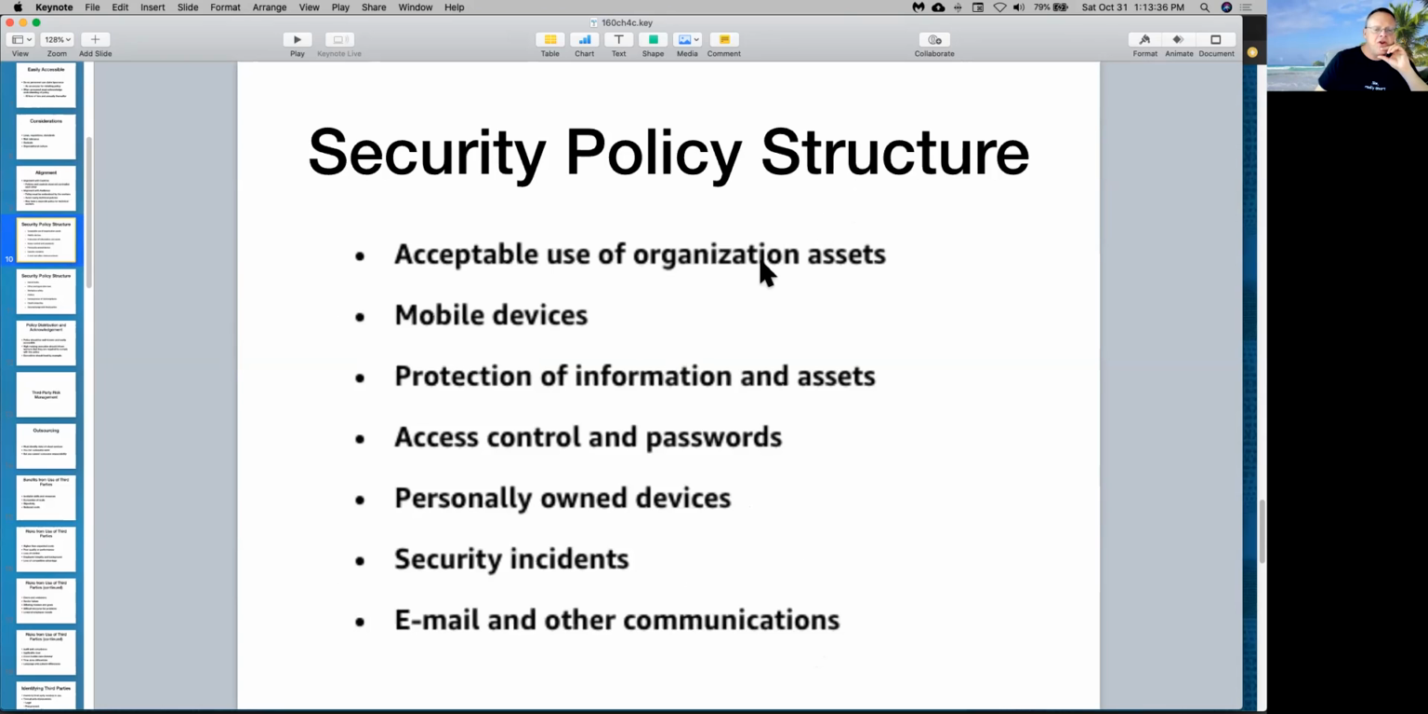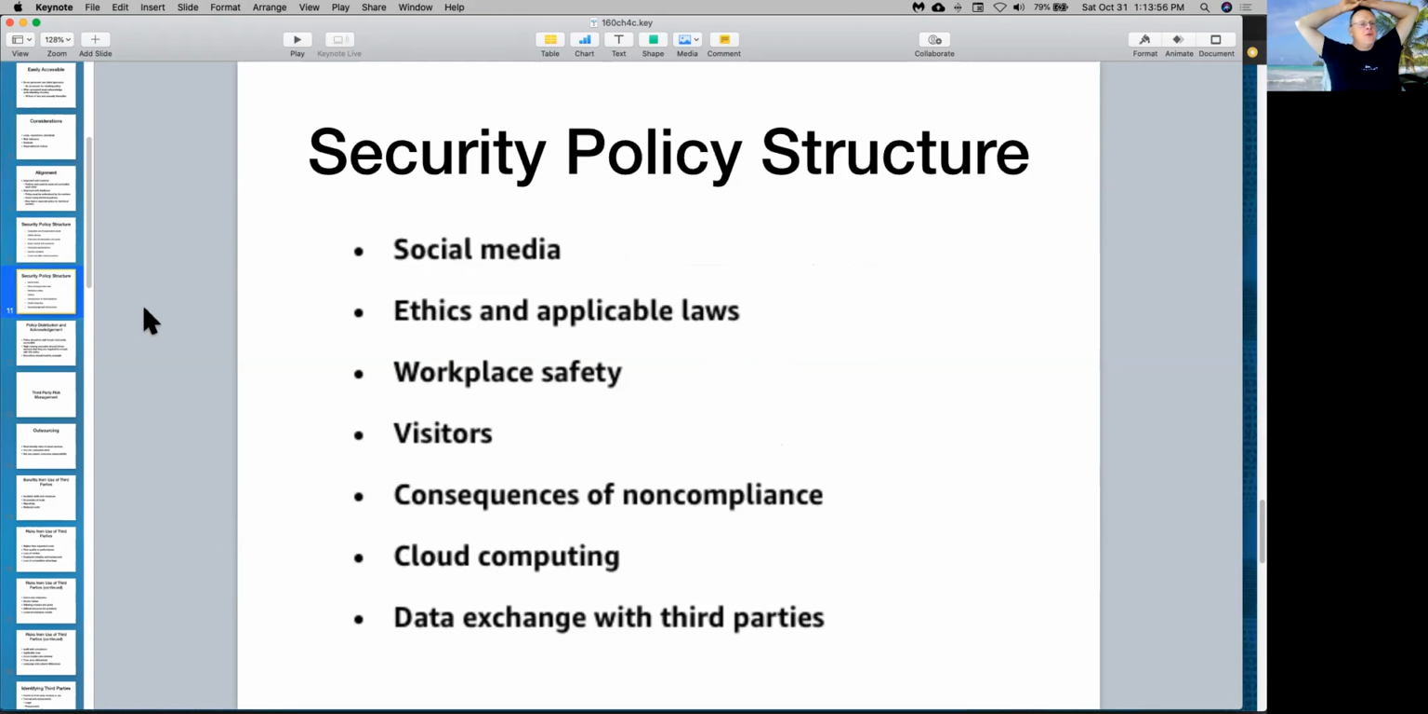So your policy structure will specify what you're allowed to do on the assets, whether you're allowed to use mobile devices, and probably if you do allow mobile devices, you force them to have a mobile device management app on it. So you're still under control of the company, what they can do with information, passwords, whether they can use personal devices, how to handle incidents, what your social media policy is.